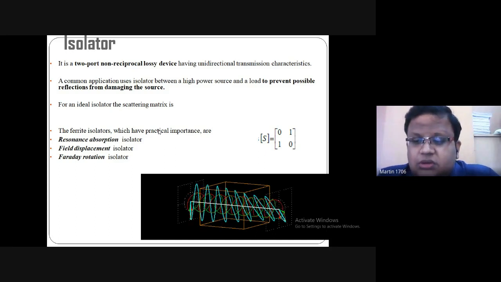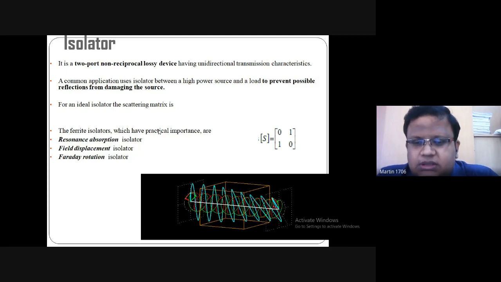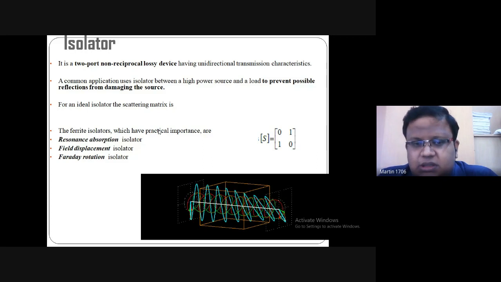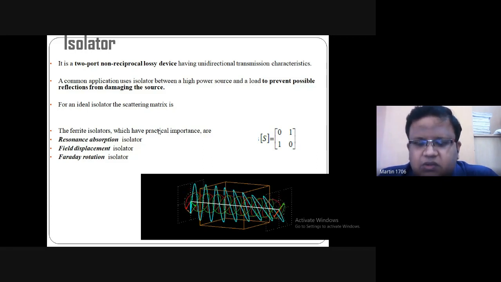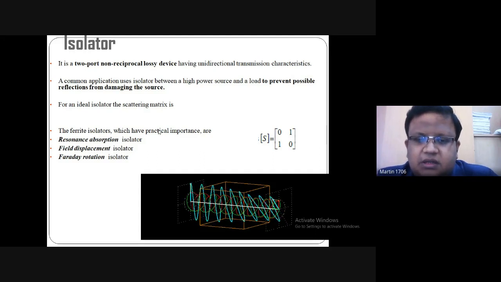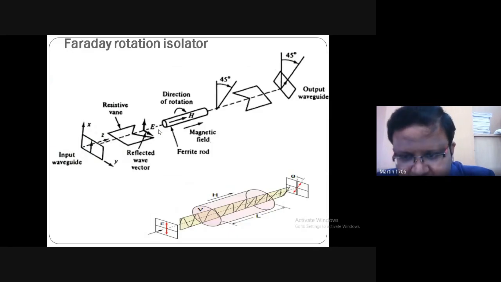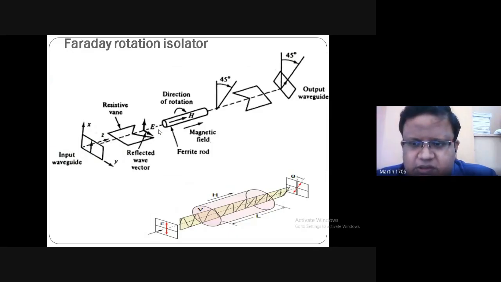Sometimes reflection leads to a bulky beam voltage also. It leads to some damage to the device. So this type of isolator will be there in your microwave gadgets. Here more heat energy will be produced. Based on the different types, there are different isolators like the resonance absorption isolator, field displacement isolator, and Faraday rotator isolator. Actually, in our syllabus we are studying the Faraday rotator isolator. You can see the Faraday rotator isolator.